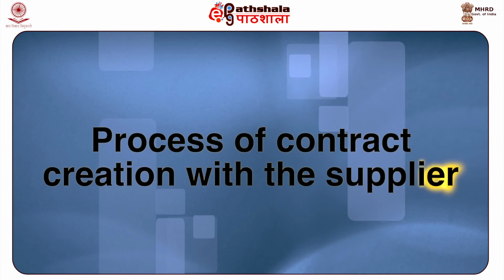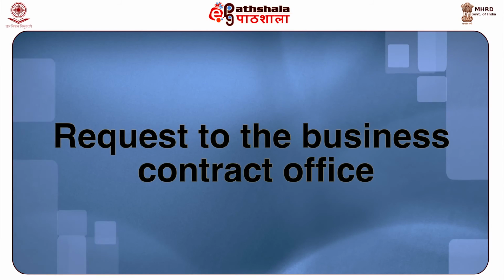Let us look at the process of contract creation with the supplier. 1. Request to the business contract office. The buying department files the request to the contract office of the business along with the details regarding the supplier's full name, location, description of goods and services required to be purchased, sources of finance for the purchase and the details of the person within the purchase department who will negotiate all the terms and conditions with the supplier or vendor regarding the purchase, and also be responsible to answer any query about the business. And it should also be accompanied with the draft if provided by the supplier.